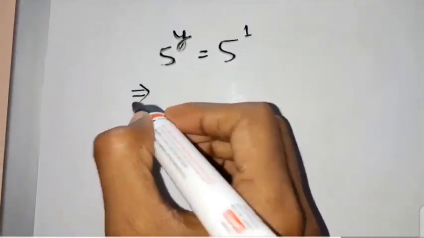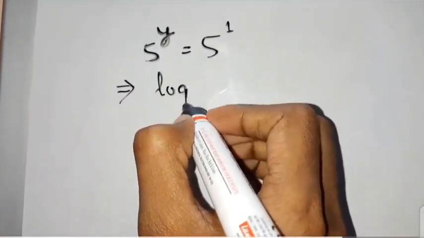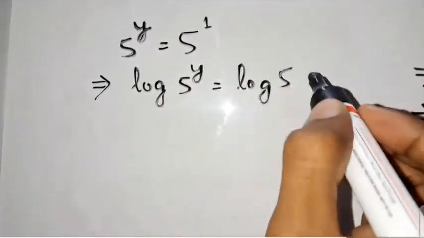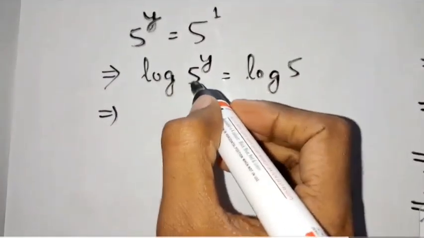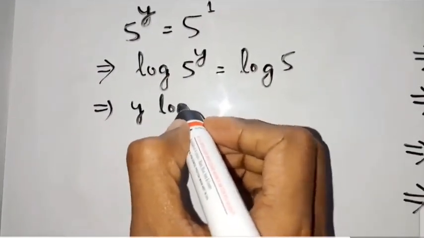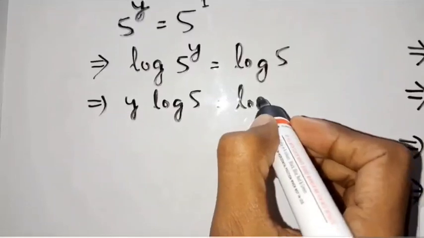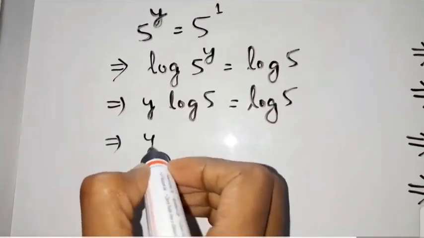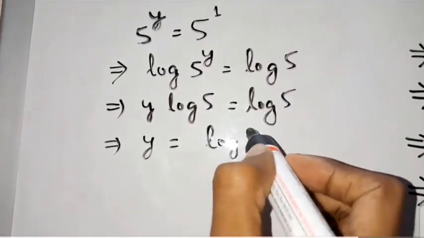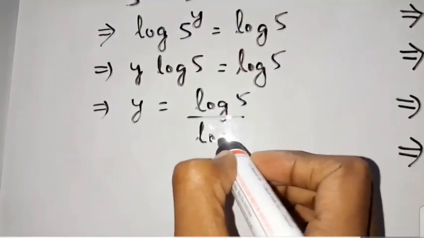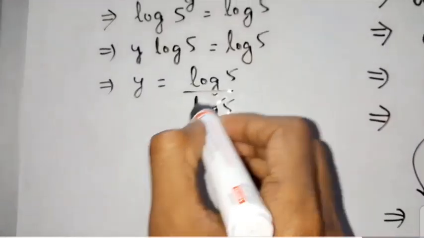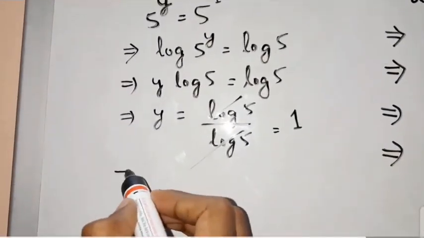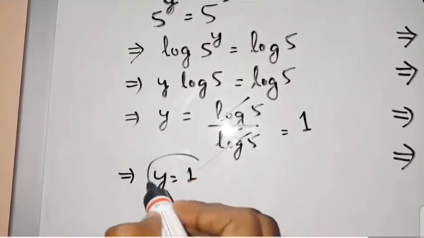But as a procedure, we can take the natural logarithm on both sides. Since log a to the power b is b log a, we can write this, and from which we find y is nothing but log 5 divided by log 5, which is nothing but 1. So we got y as 1.